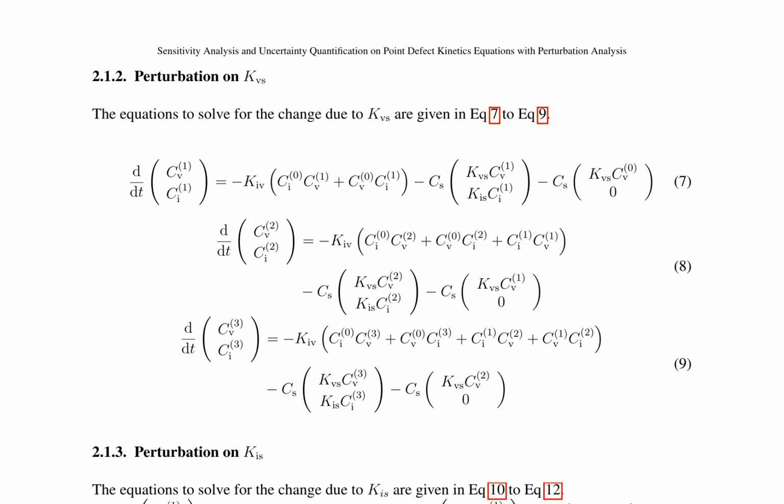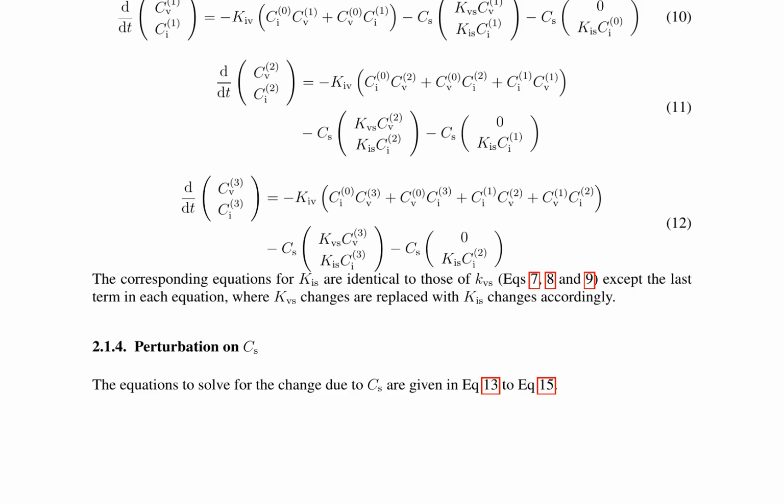Here is a combined summary of pages 3 and 4 of the research paper. The authors conduct sensitivity analysis and uncertainty quantification on point defect kinetics equations using perturbation analysis. Specifically, they investigate the effects of perturbations on 4 input parameters: kVs, kIs, Cs, and kIV. The equations governing the changes due to these perturbations are derived and presented in equations 7 to 18.